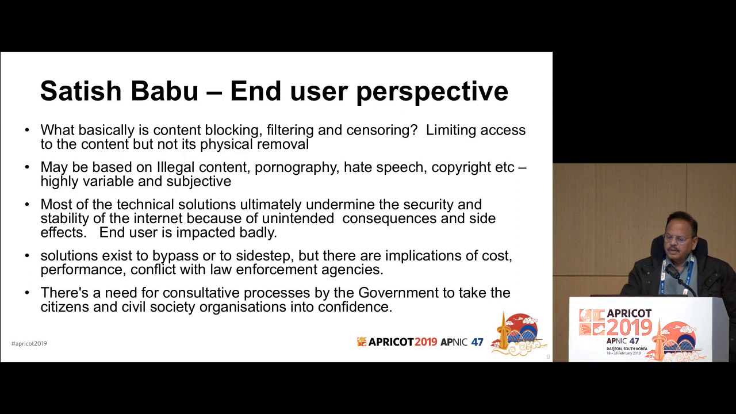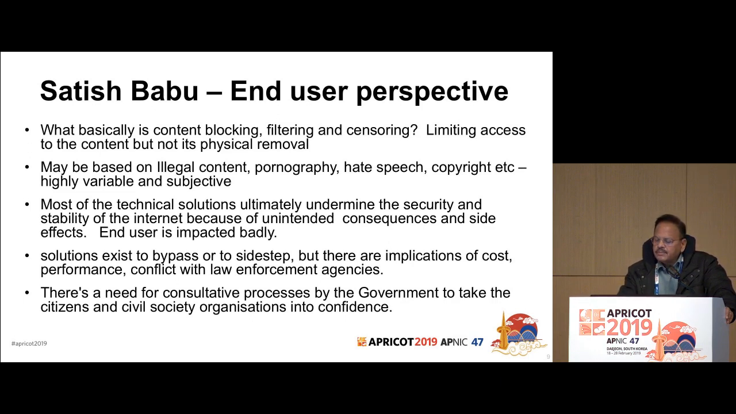Satish Babu made a presentation from the end user perspective. He went to the fundamentals of what content blocking, filtering or censoring basically is, which is taken in different contexts, whether we want to limit access to the content but not its physical removal. These are two aspects. They are based on the content, such as illegal content, pornography, hate speech, copyright infringement, etc. These are highly variable and subjective terms, which may vary from society to society and country to country.